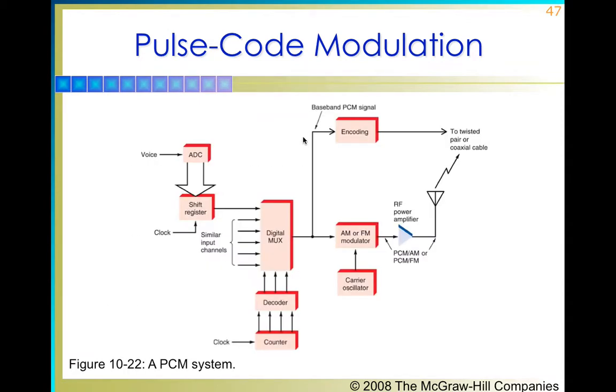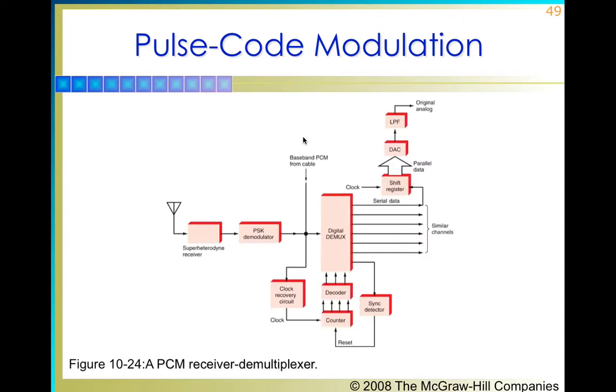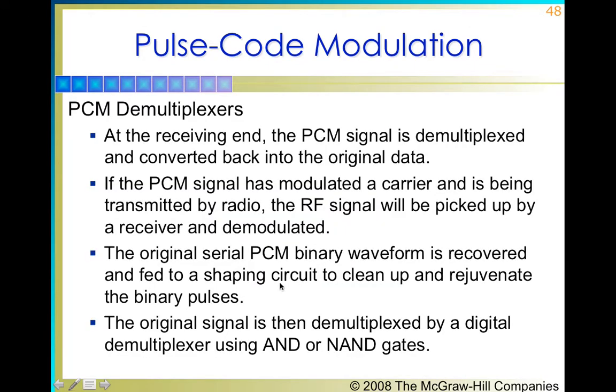In the previous case, we have seen the PCM multiplexer's operation. Over here, it is the demonstration of the PCM demultiplexer. We can see the literature. At the receiving end, the PCM signal is demultiplexed and converted back into the original data.